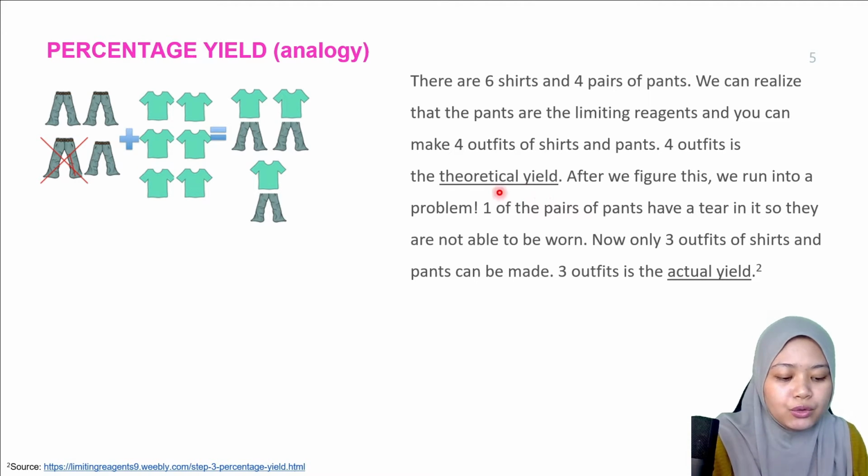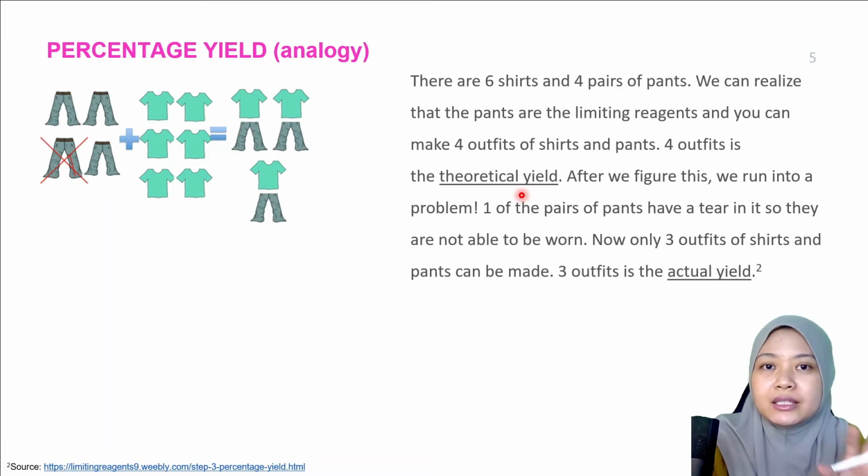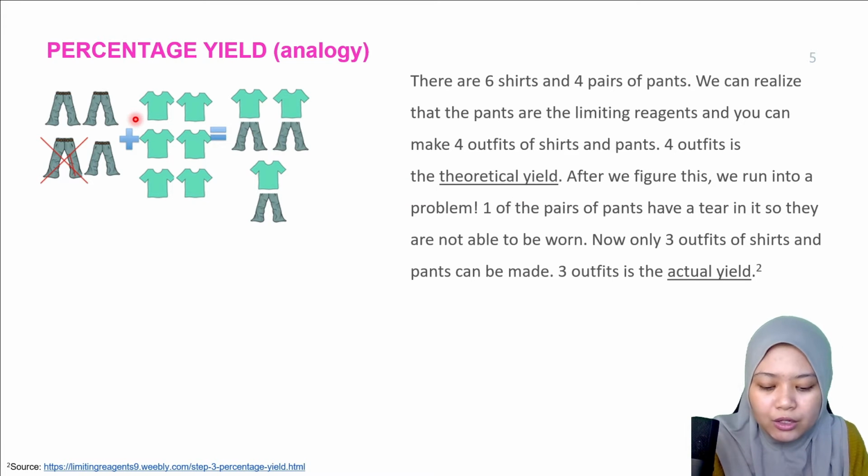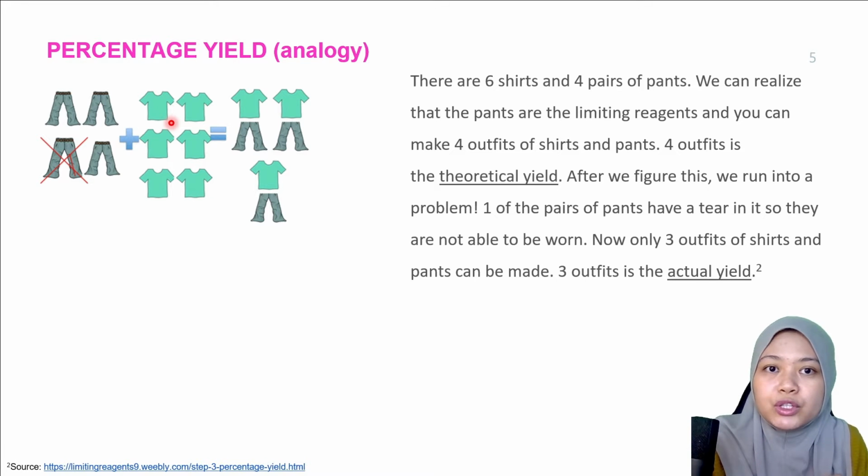4 outfit itu we call as theoretical yield. Benda ni berdasarkan perkiraan lah. Ini ada 4, ini ada 6. Okay, ikut perkiraan sepatutnya boleh buat 4. So that one is theoretical yield.